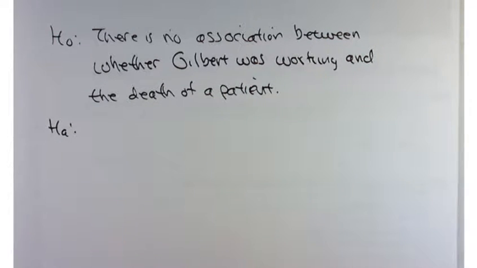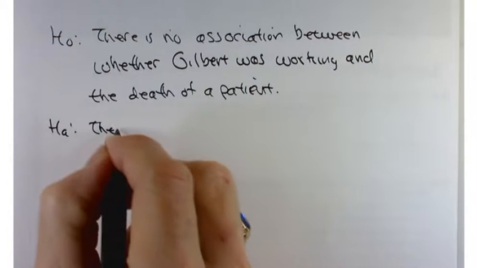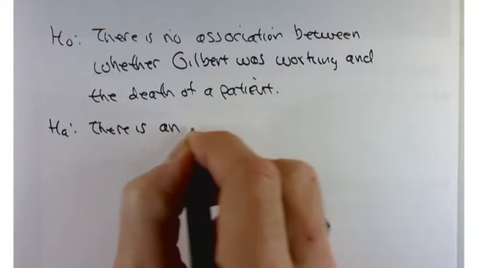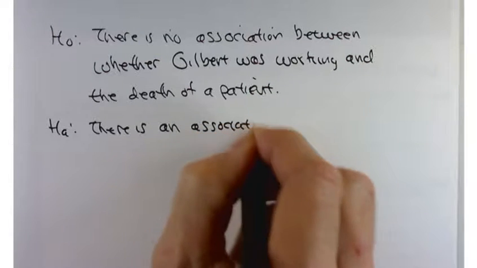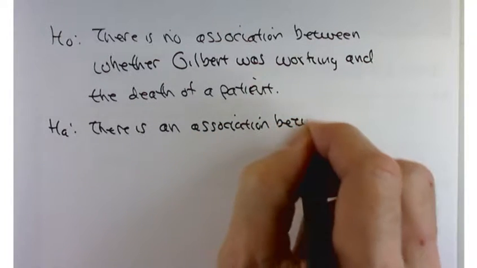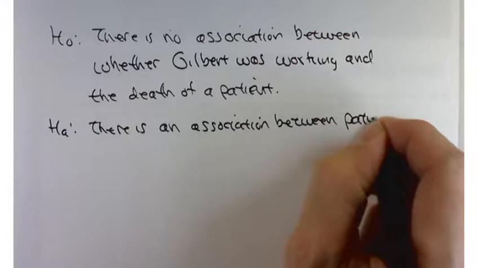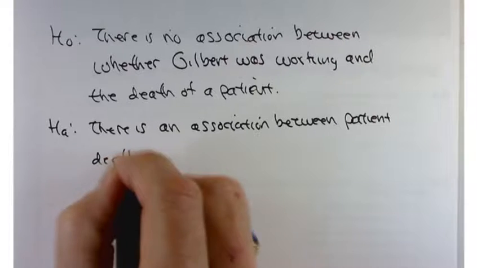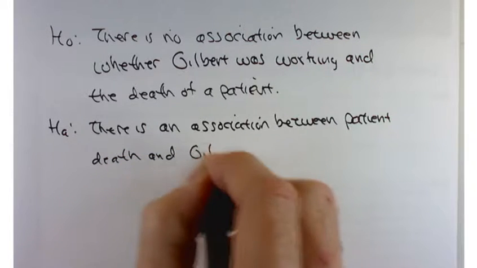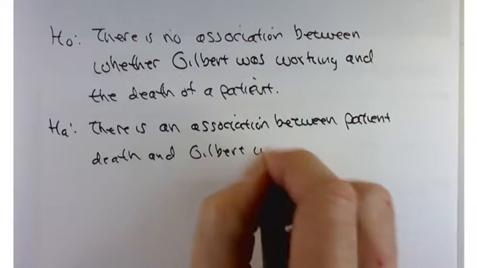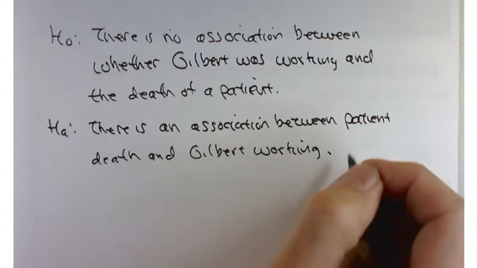Now, the alternative hypothesis is that there is an association. That is, there's some relationship between them. But we can't say that it's a causal relationship. We can't say that, oh, she's guilty of murder based on just this table. All we can say is that there's an association between patient death and Gilbert working.